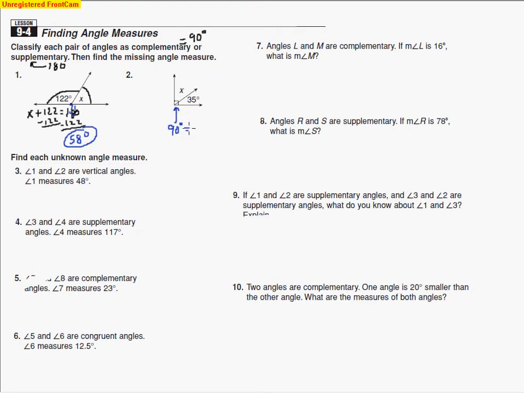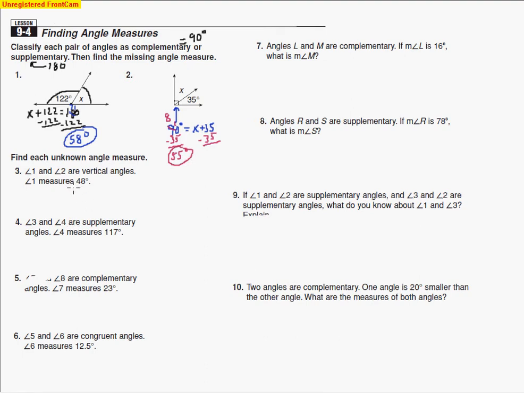So we'll say 90 degrees equals x plus 35. From this point, all we have to do is move this 35 to the other side by subtracting it from both sides, and that would give me my answer. Again, we have to borrow a little bit, change this to an 8, so that becomes 55 degrees. Let's take a look at the next problem.